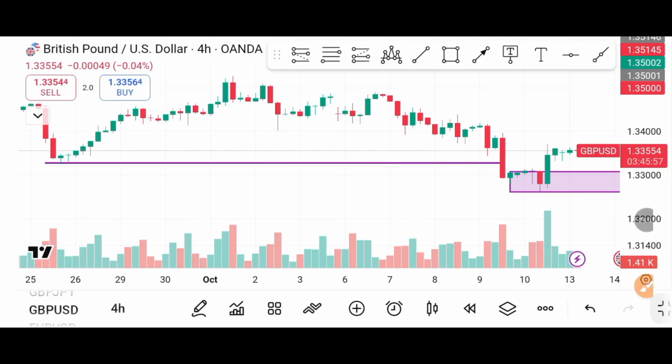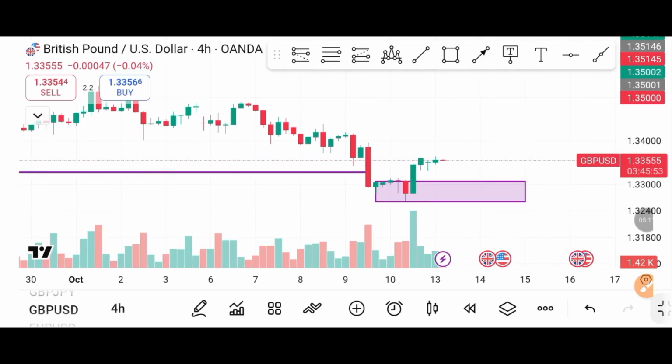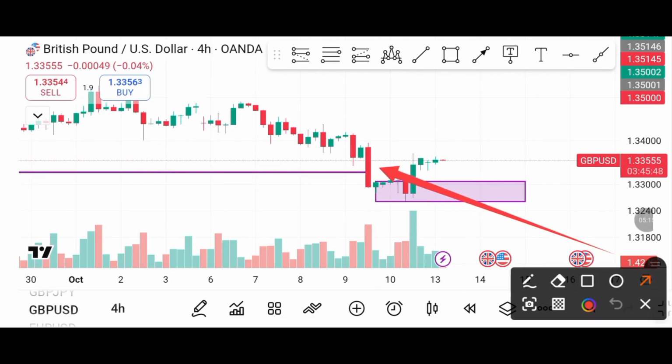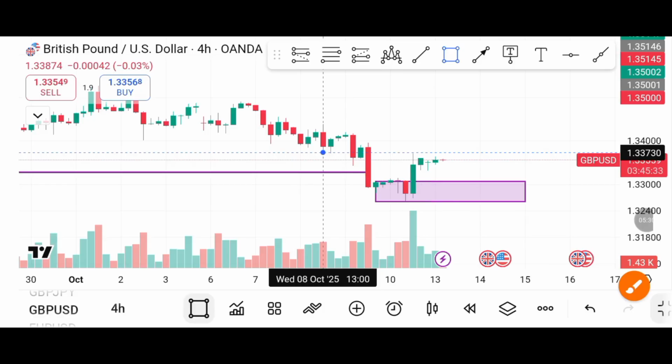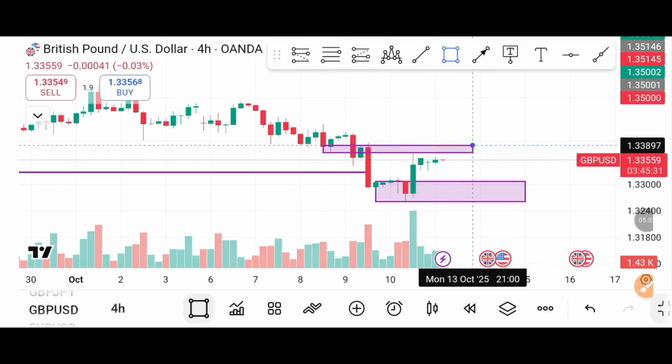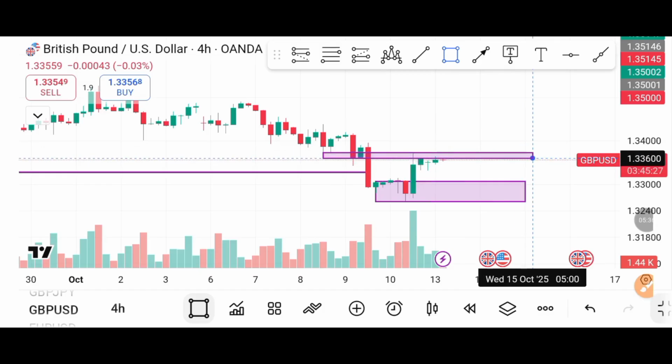Change of character has occurred there, and this change of character was formed out by this origin. You can see this origin, right? So there's an order block resting here and an inefficiency. So this order block was what caused this change of character, consequently giving us a break of structure, an overall break of structure. So we're going to map it out. The market on the 4 hour time frame, like I said, is bearish.